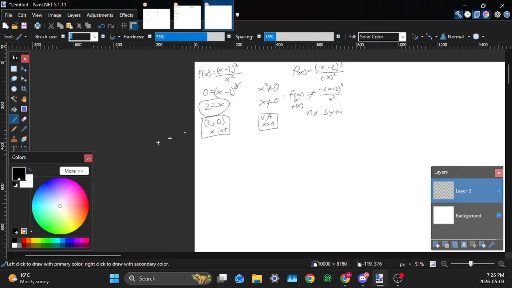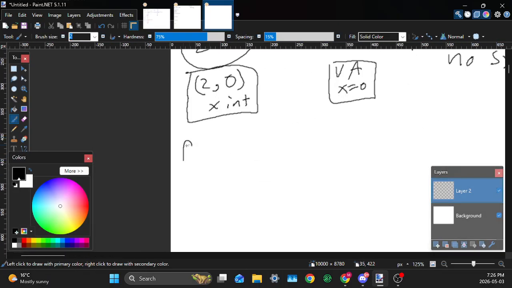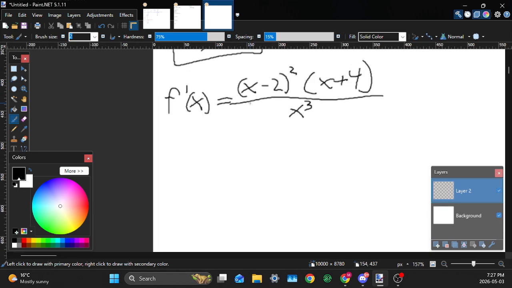Now increasing and decreasing. Our first derivative is (x minus 2) squared times (x plus 4) over x to the 3. If you want to know how I got this, I'll have probably some PDFs linked in the description if you want to look at that. I don't know if that's required for the assignment or not.